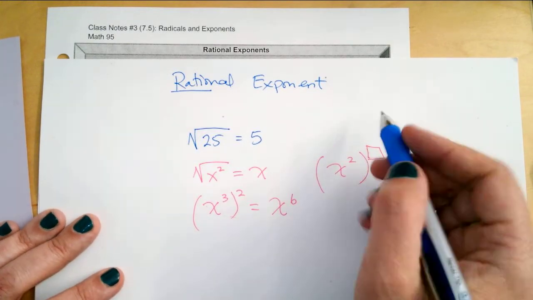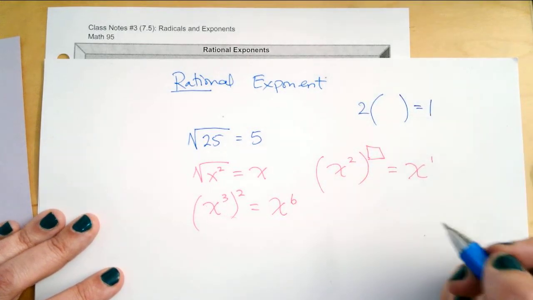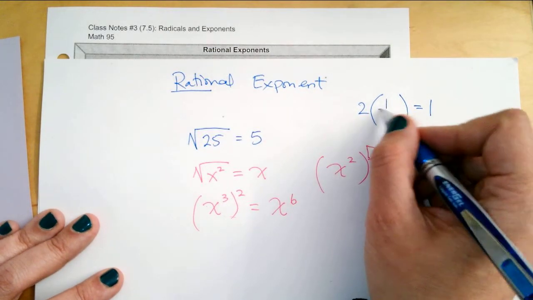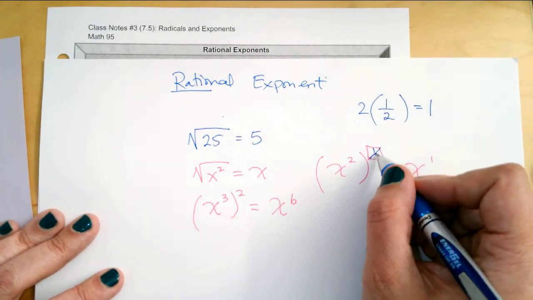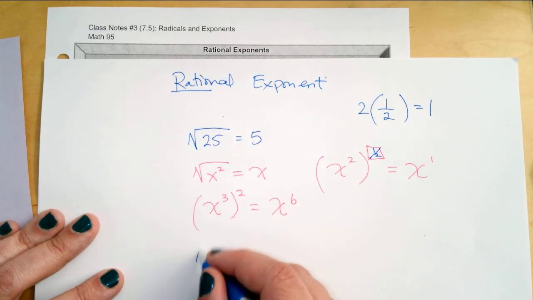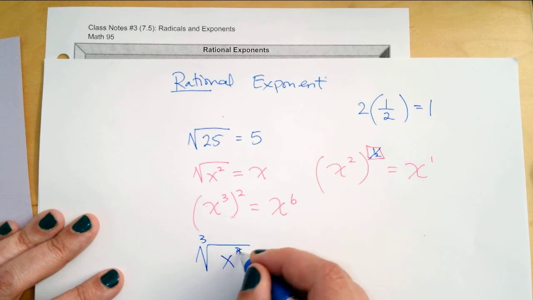So what number times 2 gives you 1? 2 times what gives you 1? 2 times 1/2. So it turns out that the square root is the same thing as the 1/2 power. Okay? Think about this for a minute. The cube root of x cubed is what?